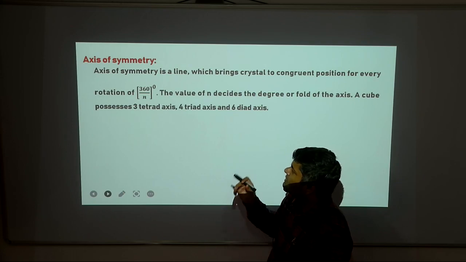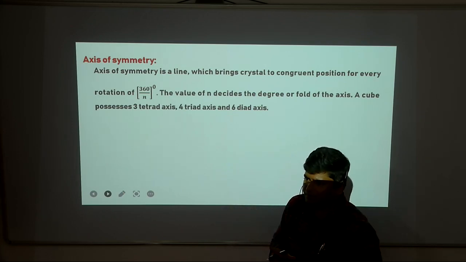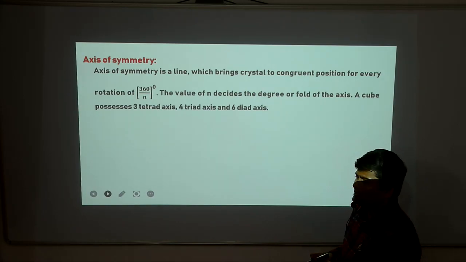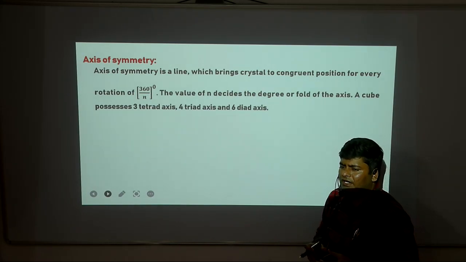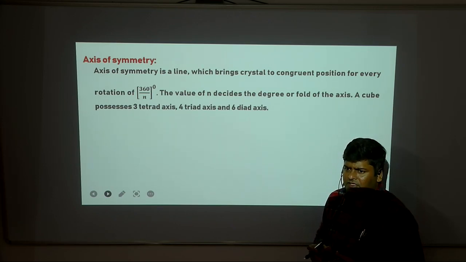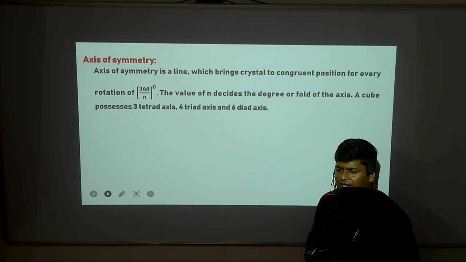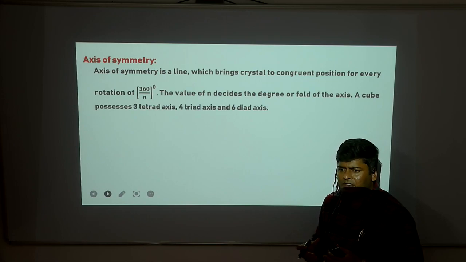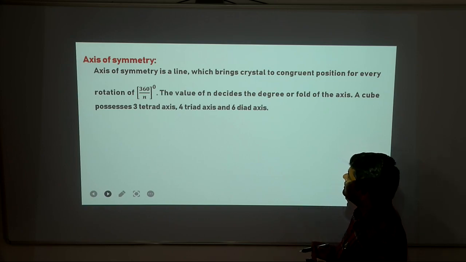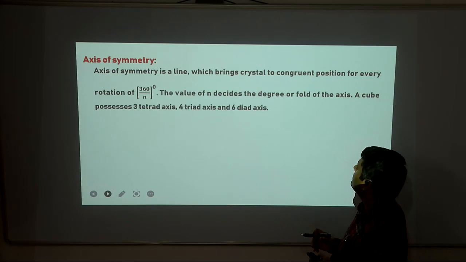And this n decides the degree of freedom, or it is also called the fold of axis. So the degree of freedom or the fold of axis is nothing but the number that denotes how many times the crystal can come into the congruent position in a complete rotation of 360 degrees.